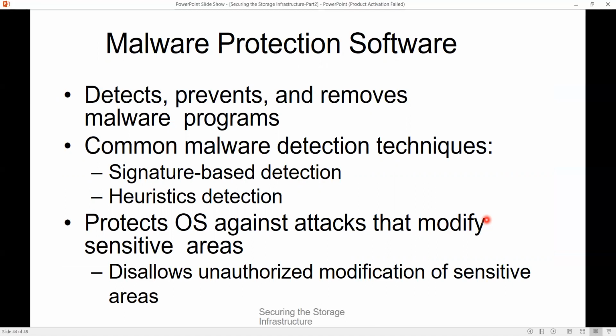Malware protection software is all that software that detects, prevents, or removes any malware programs. A very simple example of this is the antivirus programs that you install on your systems, right? So what else? Signature-based detection techniques that we have discussed, and disallowing any unauthorized modification, whatever areas are sensitive, vulnerable, unauthorized. So all the topics are the same, just written in different contexts.